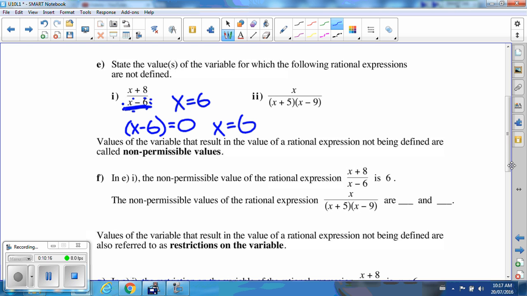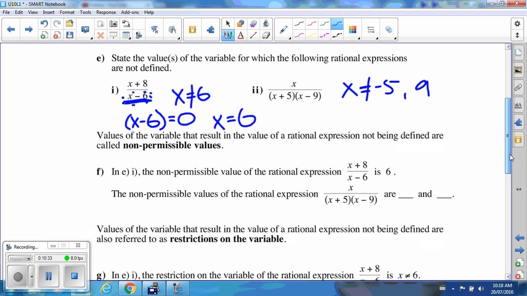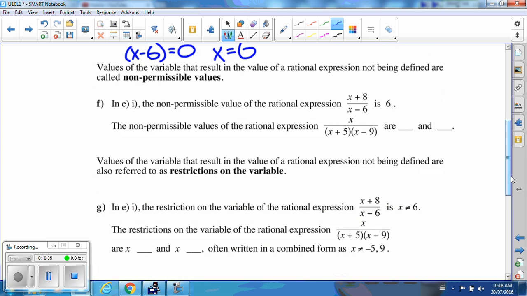That works. In this case, now I've got two non-permissibles, which is going to be -5 and +9. And again, we write non-permissibles with x cannot equal 6. So the non-permissible value is 6, which means x cannot equal 6. So we talk about non-permissible values and limitations or restrictions.